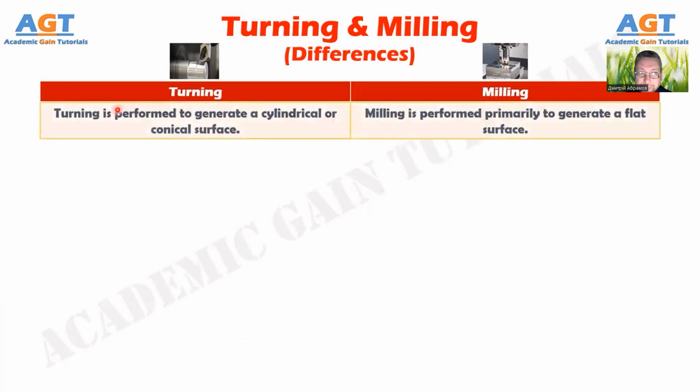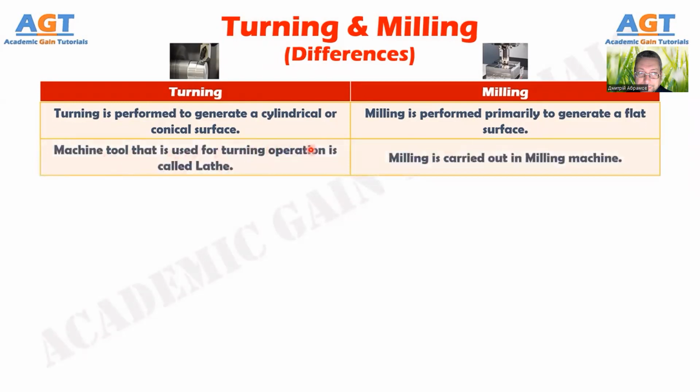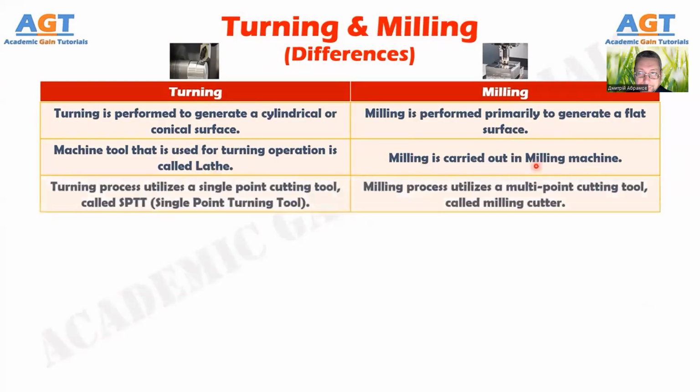Difference number 1. Turning is performed to generate a cylindrical or conical surface, whereas milling is performed primarily to generate a flat surface. Number 2. The machine tool that is used for turning operation is called a lathe, whereas milling is carried out in a milling machine. Number 3. The turning process utilizes a single point cutting tool, called SPTT, which is short form for single point turning tool, whereas the milling process utilizes a multi-point cutting tool, called a milling cutter.